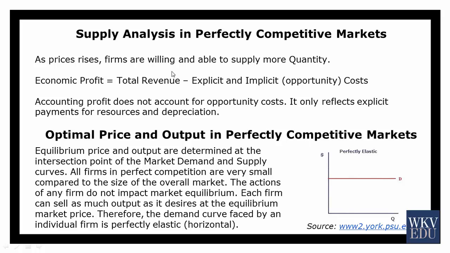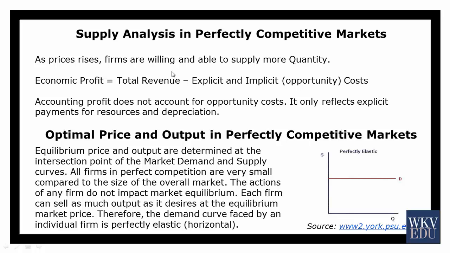Coming down to optimal prices and output in perfectly competitive markets, the equilibrium price and output is determined at the intersection of the demand and supply curve. This is the case everywhere, as we know that the market demand curve is downward sloping while the market supply curve is upward sloping. All the firms in this perfectly competitive market are very small as compared to the overall size of the industry, and therefore any action taken by a particular single buyer or seller does not impact the market equilibrium.